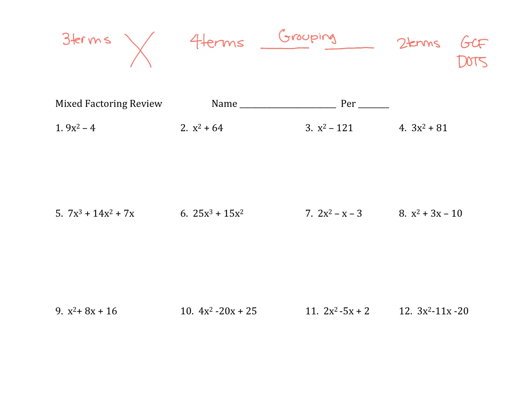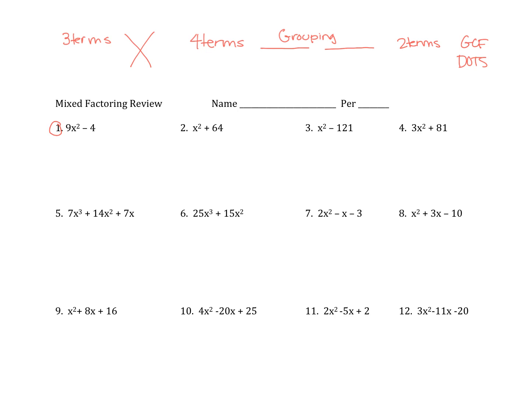I do believe on this assignment, none of these polynomials are prime. So you should be able to factor each and every one in some way. So let's take a look at number one. There's only two terms here. So I'm first going to look for my GCF.